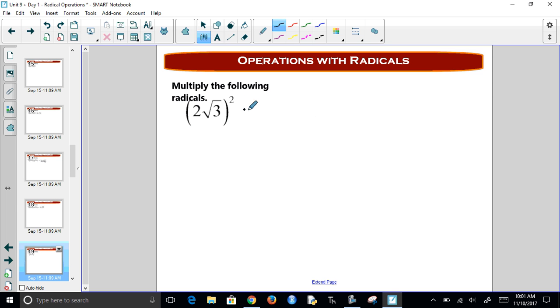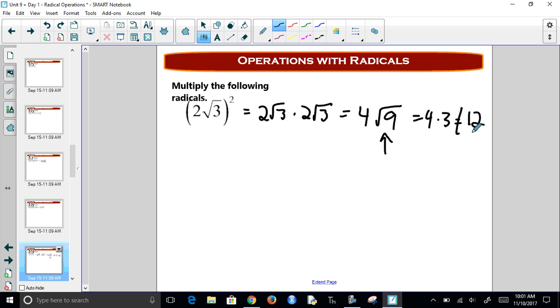Now this one, if I square something, that's like 2 root 3 times 2 root 3. And 2 times 2 is 4. Root 3 times root 3 is root 9. Now, hold up a second. We know root 9 is 3, so 4 times 3 is 12. So if I have 2 root 3 squared, that's going to be 12.